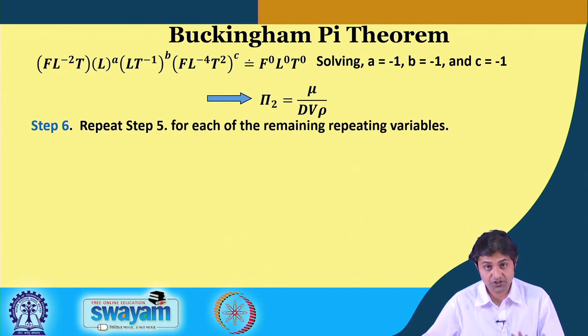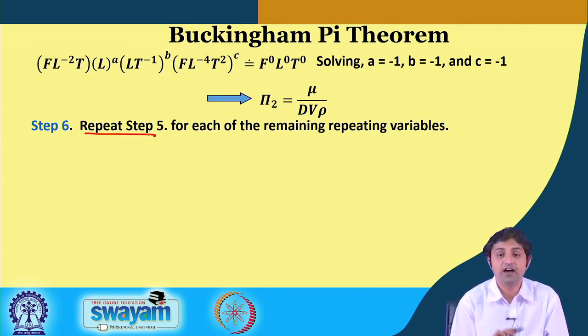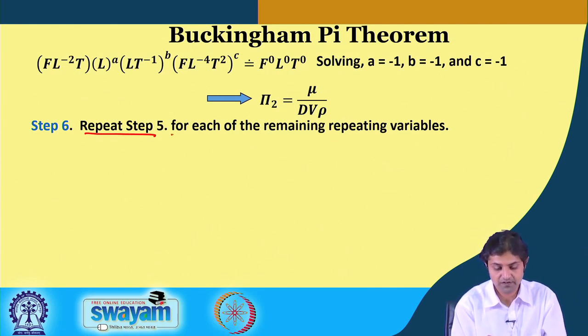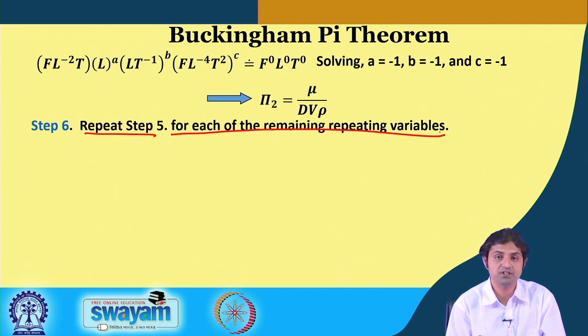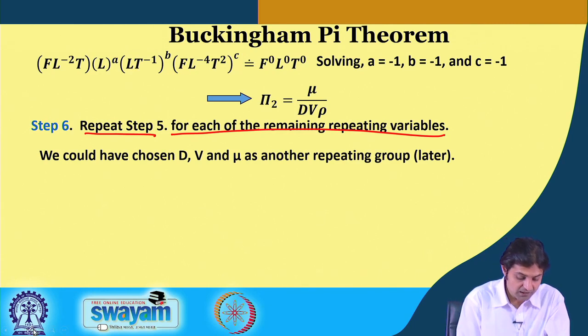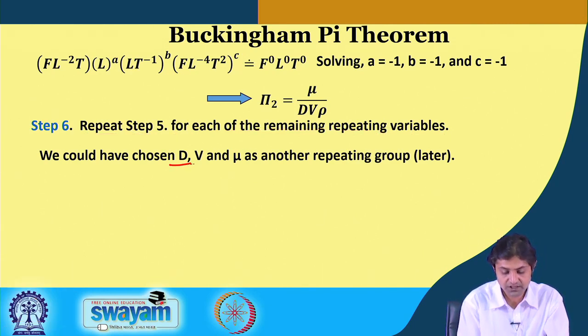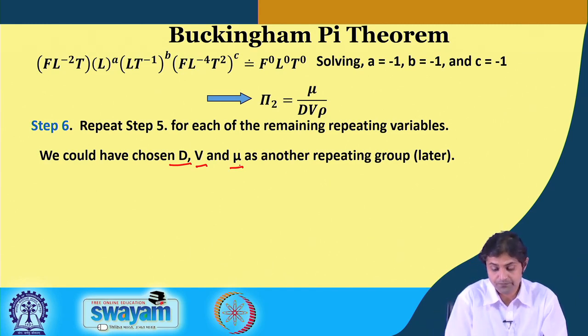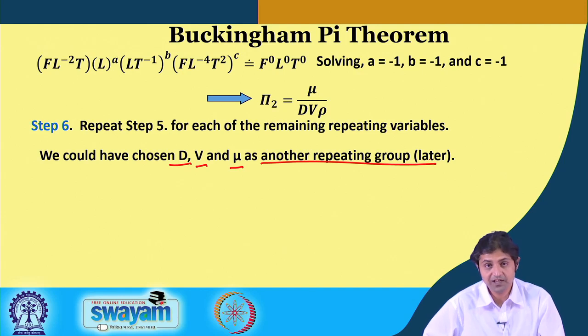Now, step 6 of the general procedure is that we have to repeat step 5 if there are more repeating variables that are left. So, we have to repeat step 5 for each of the remaining repeating variables. There will be cases where you will not get only 2 dimensionless groups, but let us say 3, 4, 5, depending on how many. In another way, we could also have chosen d, v and mu as another repeating group. It is not only that we had to choose the one that we chose before.